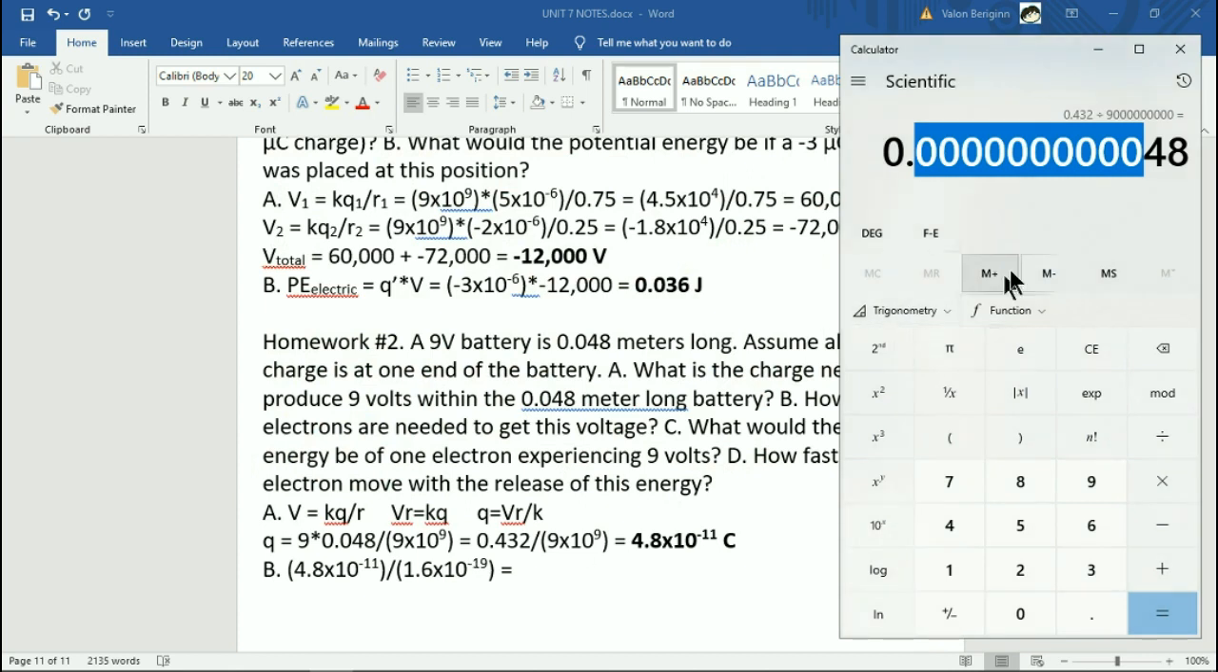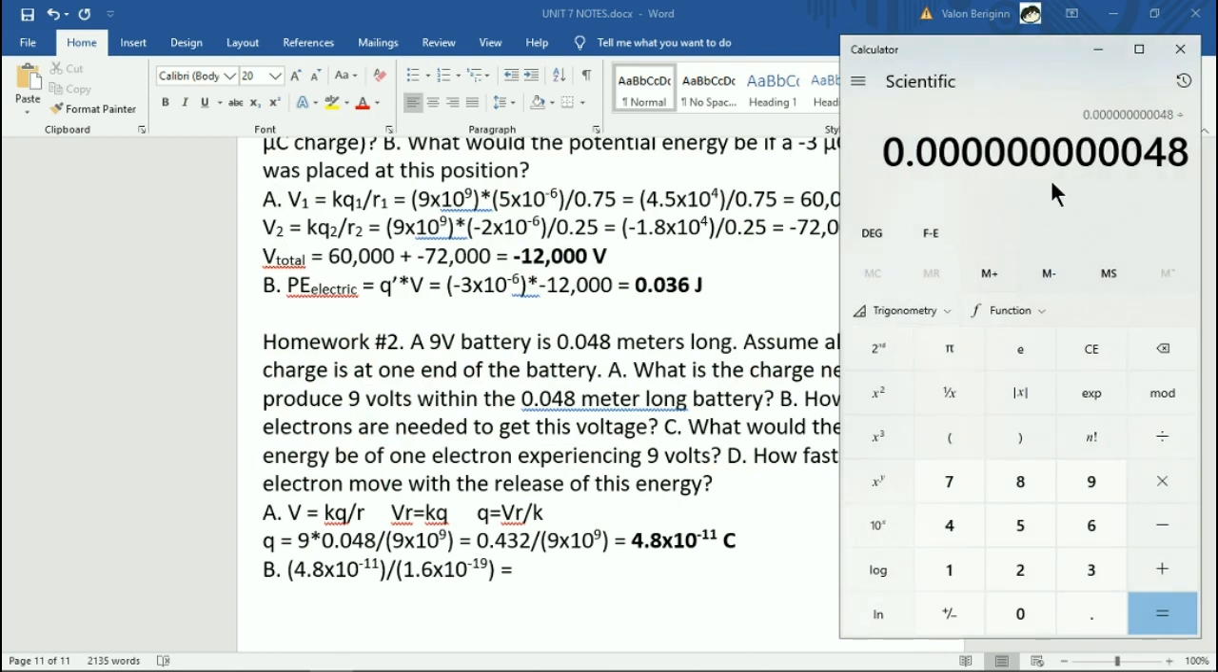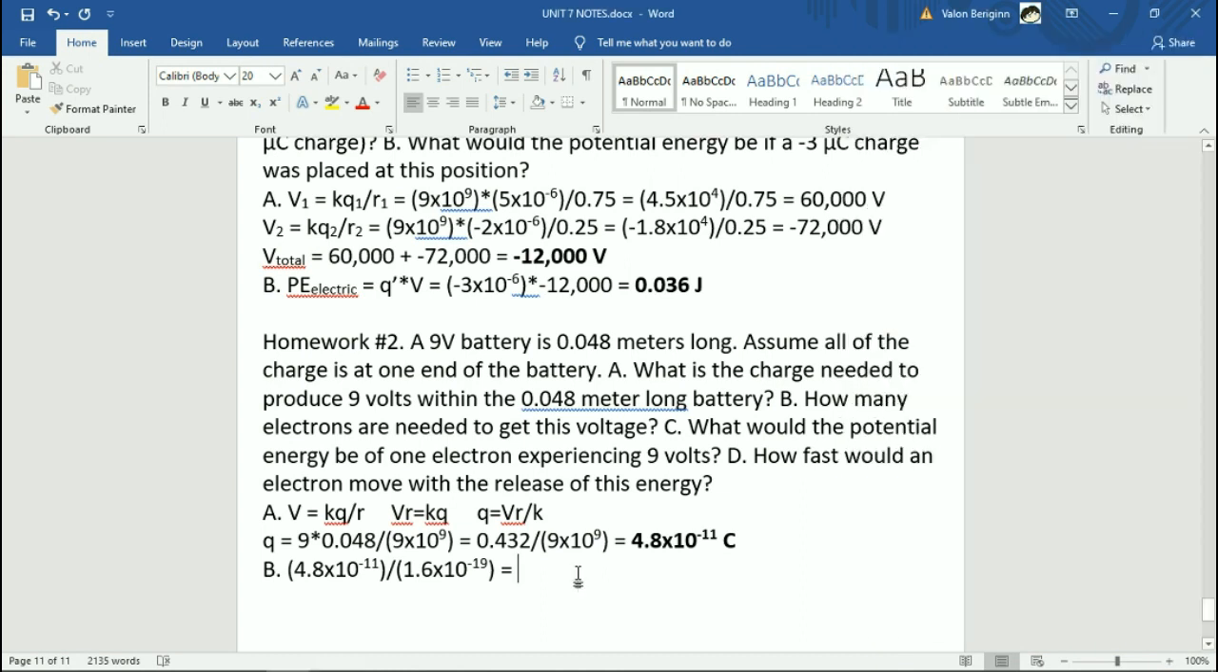So this number divided by 1.6, and then divided by 10 to the negative 19. 300 million. Or that's 3 times 10 to the 8. Yeah, it's the speed of light. Nice coincidence.